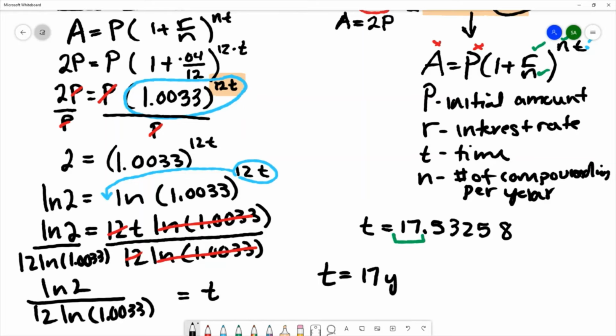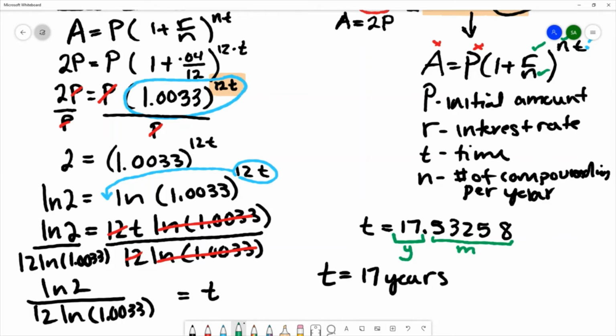17 years. And then we need to figure out the months. We're going to make the rest of this number, everything after the decimal place, represent the months. So this is years, this is months. But right now it's in years, so we need to convert it to months. So we're going to convert it to months since there's 12 months in a year.